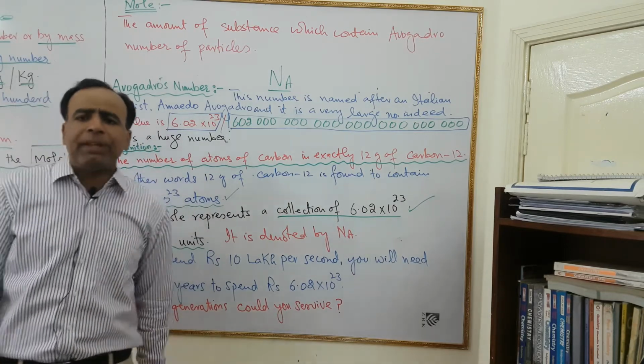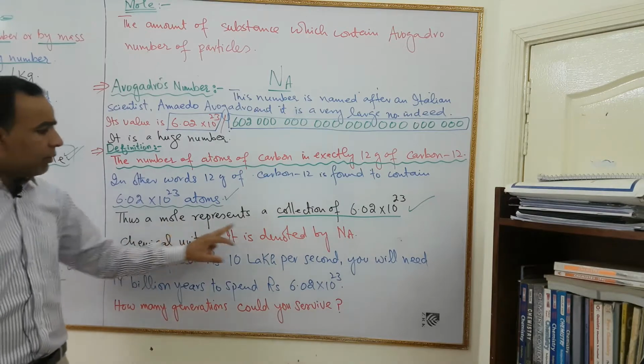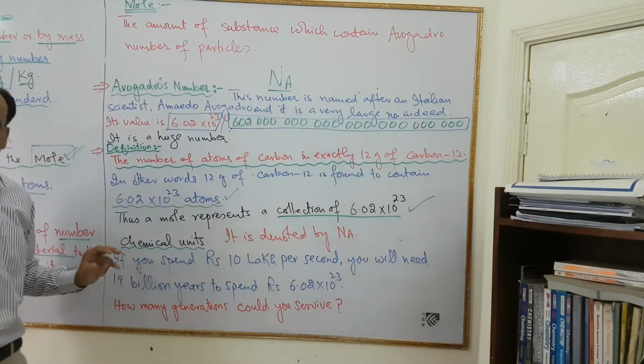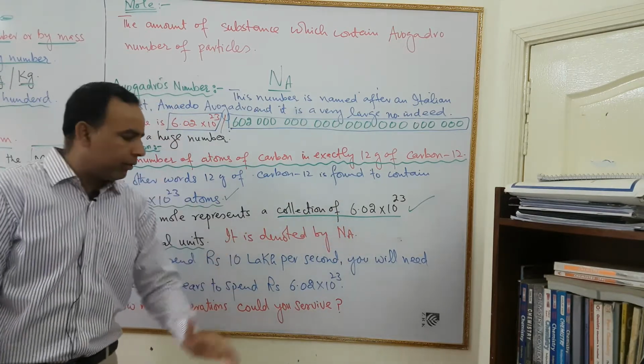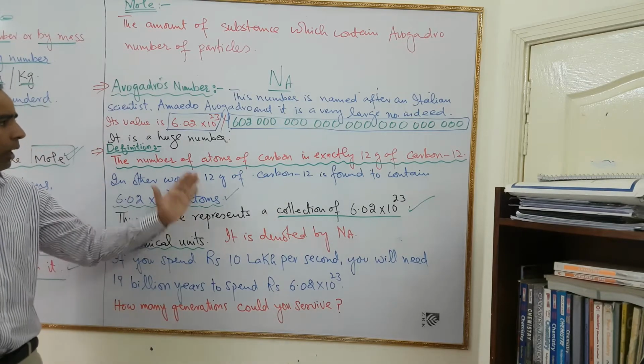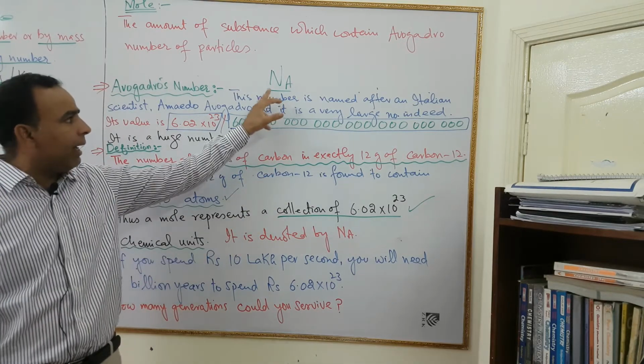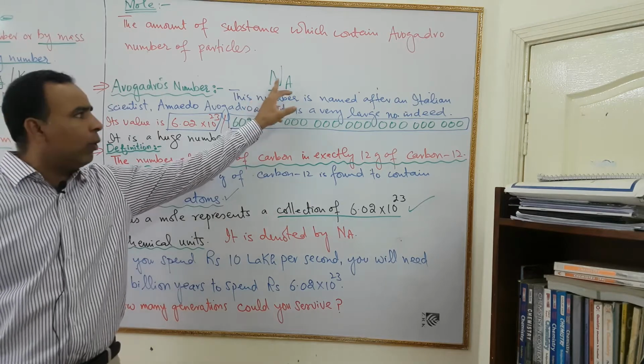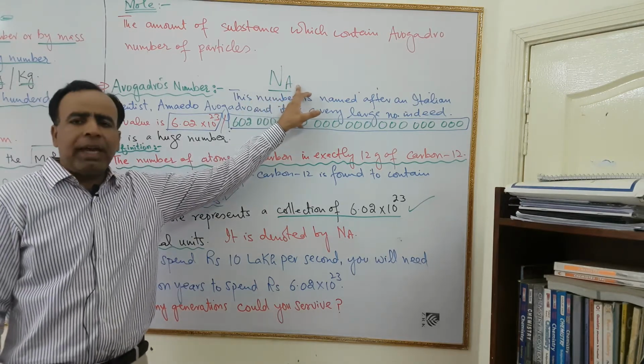A mole represents the collection of 6.02 × 10^23 chemical units. And the mole and Avogadro number is denoted by NA: N for number, A for Avogadro.